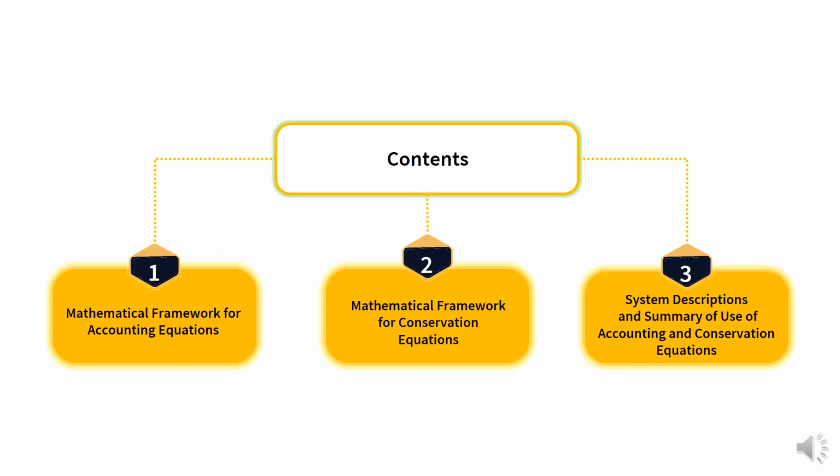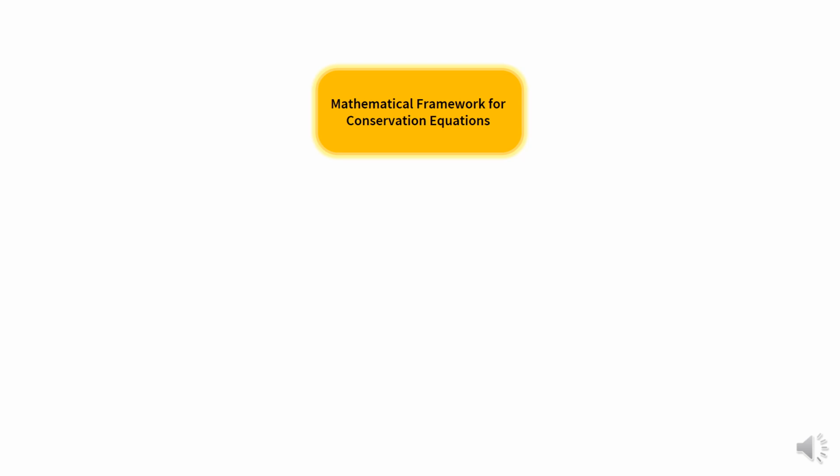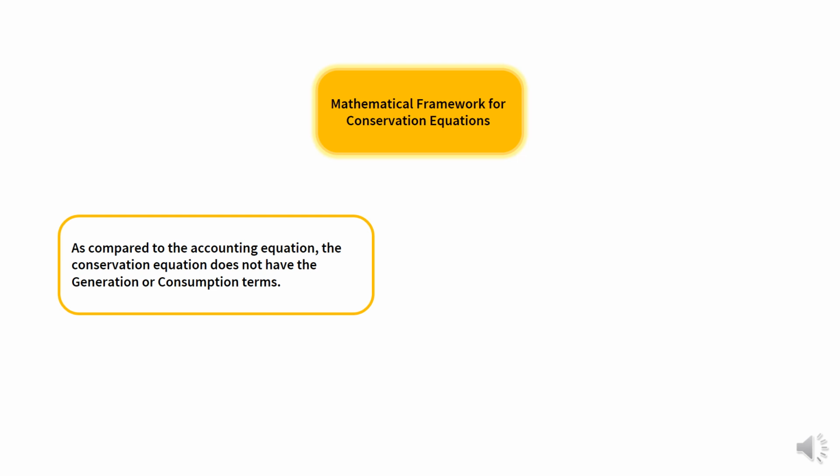In the previous segment, we already discussed the mathematical framework for the accounting equation. And now, in this segment, we will discuss the mathematical framework for the conservation equation. The conservation equation is a mathematical description of the movement and accumulation of an extensive property in a system of interest. As compared to the accounting equation, the conservation equation doesn't have the generation or consumption terms.